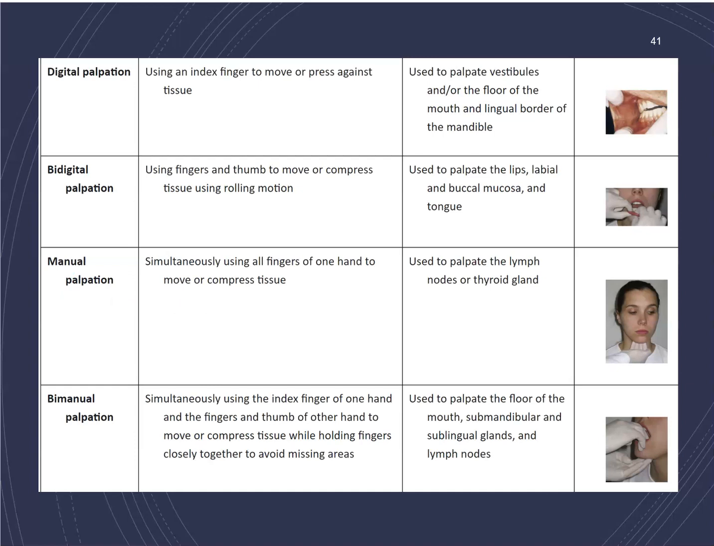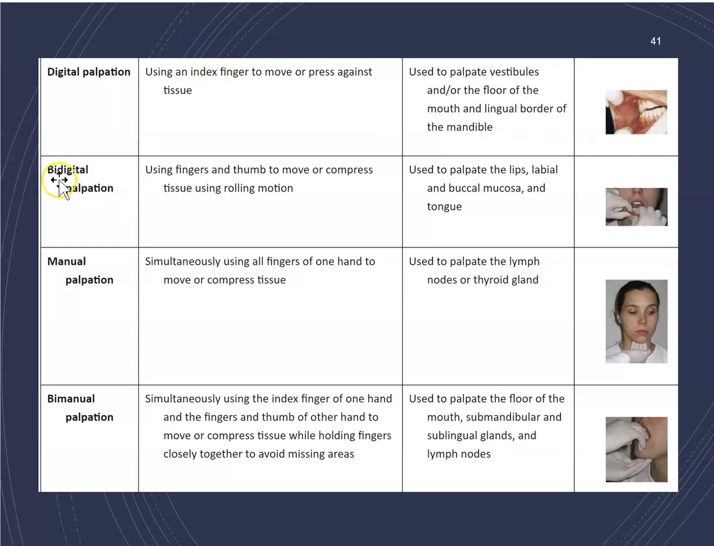So let's look at the different types of palpation techniques. Digital palpation is just you taking one digit or one finger. You're just using the index finger and moving it along the buccal mucosa, or along the floor of the mouth, or the lingual border of the mandible. So you're using one finger.